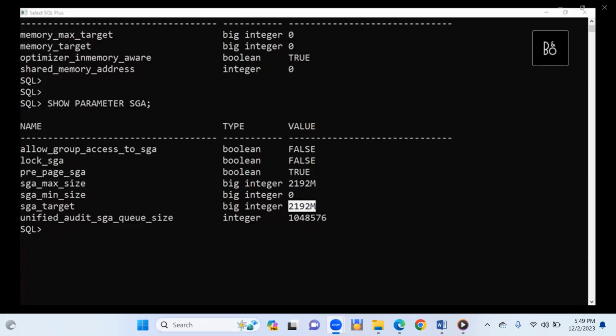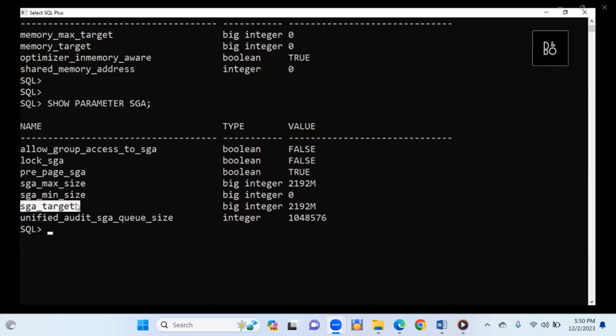So what happens here is that, as far as we want to understand how we can manage the memory in Oracle database, we will interact with the SGA_TARGET, which has come out as a result of us querying this show parameter SGA. And here we have something called SGA_TARGET.